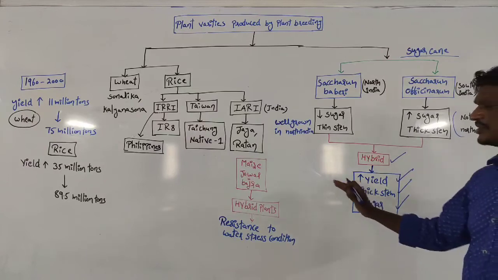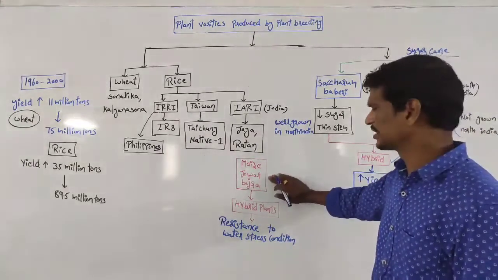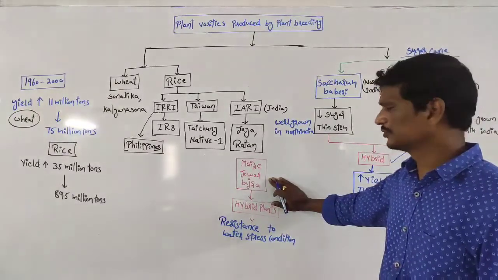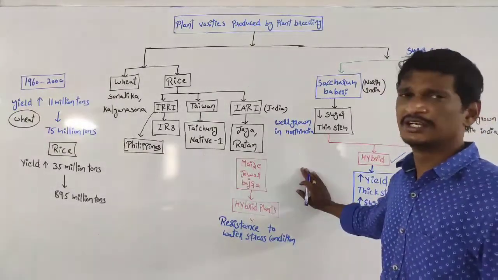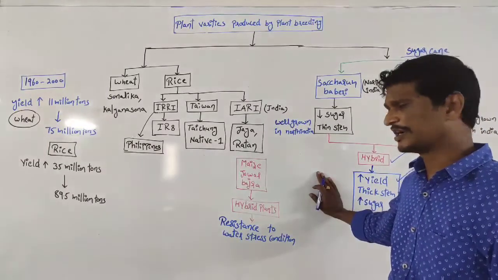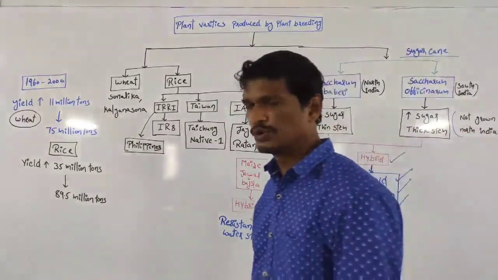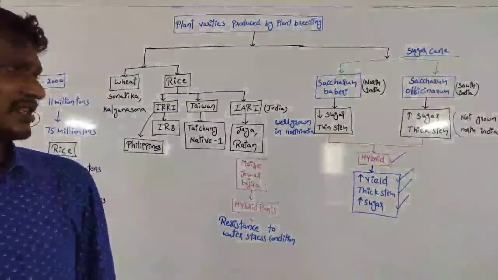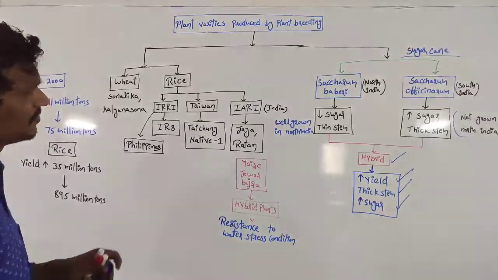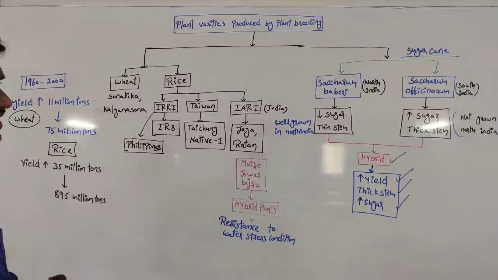At the same time, maize, jowar, bajra, these are also varieties. In these varieties also, hybrid plants are produced, which give high yield. At the same time, there is water stress resistance. The plants have resistance to water stress conditions. So these are some of the varieties of plants which are produced by the plant breeding technique.